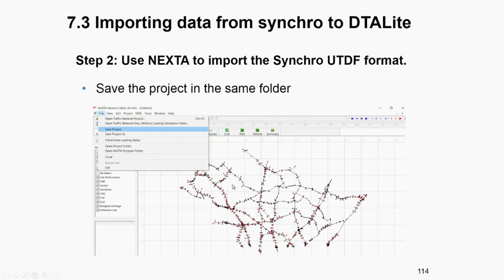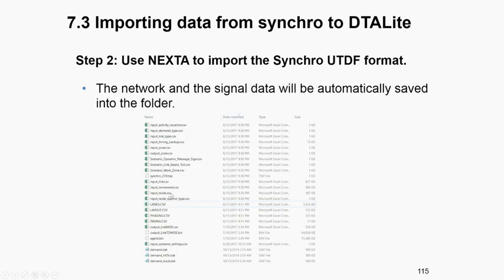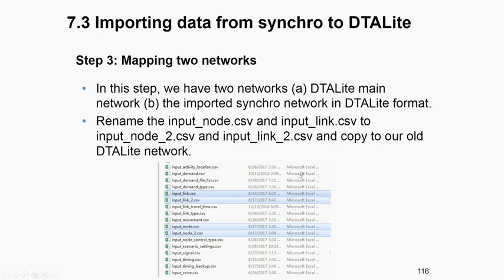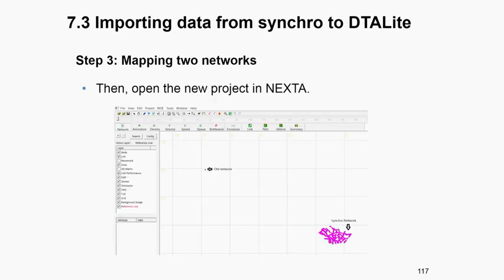You save the project in the same folder, and you will have the same set of input node and input link files. Then you need to rename the input node and input link into this version number 2 format, input_node-2 and input_link-2, and copy them into our old or main DTALite network folder. So you will see we have this Synchro network and the main DTALite or old network. We are going to show you a quick process to merge these two networks together.